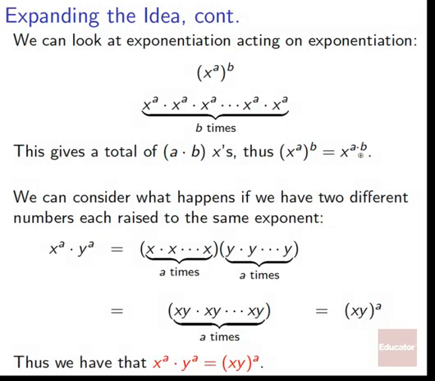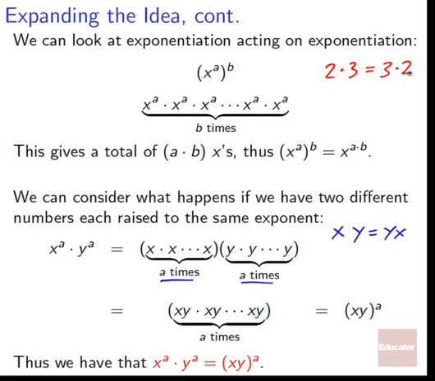We can also consider what happens if we have 2 different numbers each raised to the same exponent. If we have x to the a times y to the a, then we've got a many x's and a many y's. But we can also shuffle things around, right? xy is the same thing as yx. We're pretty confident in this. That's one of the cool things about working with the real numbers, is that they're commutative. They're allowed to swap their spaces. 2 times 3 is the exact same thing as 3 times 2.